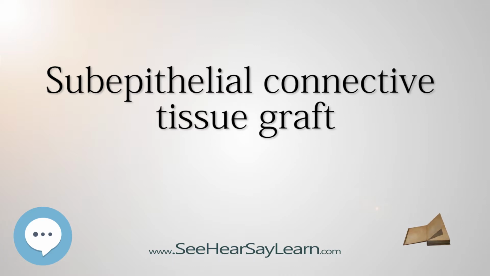Described three methods for choosing and preparing the donor site to obtain connective tissue for the SECT graft: palatal partial thickness flap, palatal full thickness flap, and tuberosity partial thickness flap. Contrary to the donor site for a free gingival graft, the surgeon is able to achieve primary closure at the donor site for a SECT.